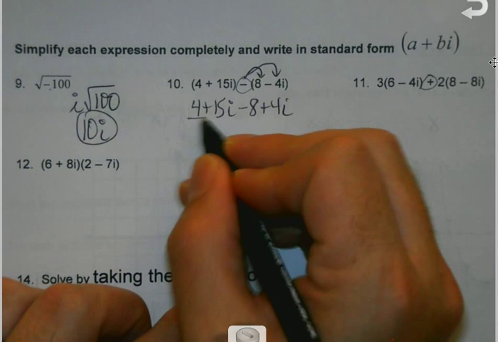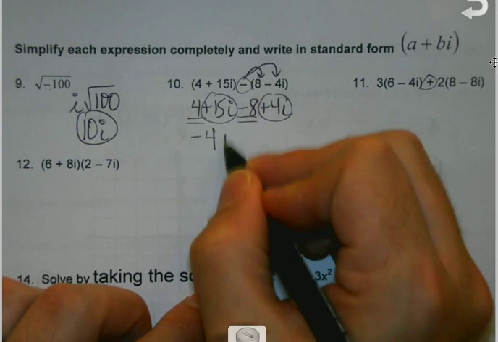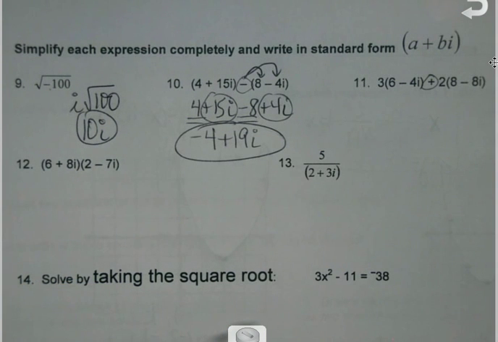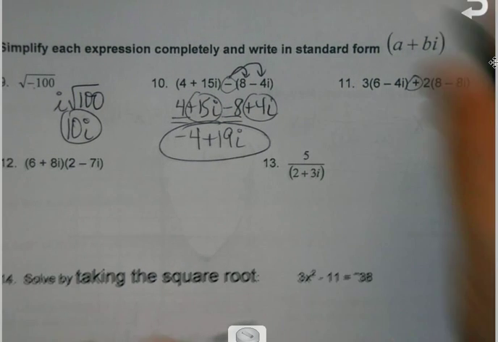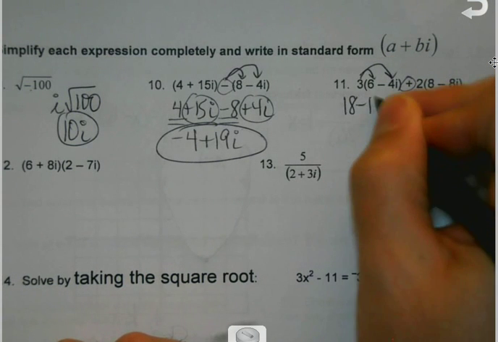Find the terms that are alike. Find my constant terms. Combine the other like terms. Combining like terms, don't multiply. Same thing on 11. Distribute what's on the outside of the parentheses for each piece.